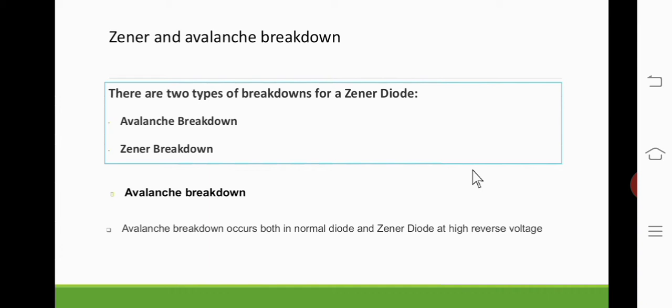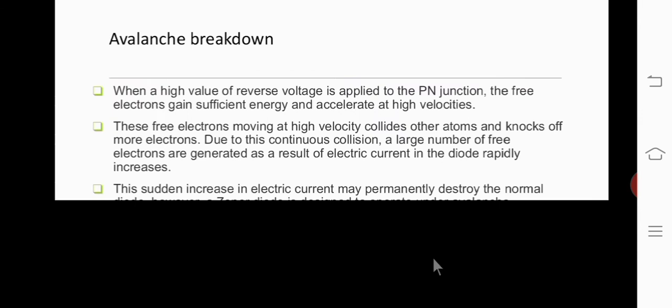Depending on this breakdown voltage, there are two types of breakdown available in the zener diode. One is the avalanche breakdown, another one is the zener breakdown. Okay, what do we mean by avalanche breakdown? Avalanche breakdown usually occurs in both the zener diode and the normal diode with a high reverse voltage. So first let us study the avalanche breakdown. Actually, what do we mean by the avalanche breakdown?